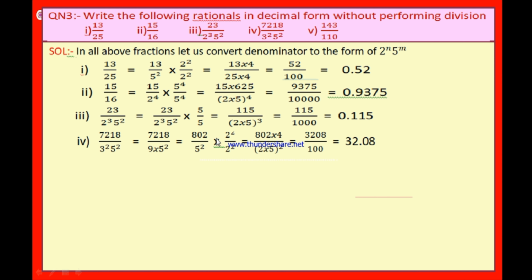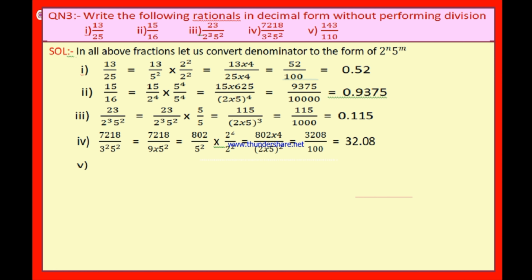Since 5 square is there, let us multiply both numerator and denominator with 2 square, so that 802 into 2 square, which is 4, by 5 square into 2 square, which is (5 into 2) whole square. 802 into 4 is 3208, by 10 square, which is 100. Since there are 2 zeros, there should be 2 places after the decimal. Therefore, keep the point here: 32.08.